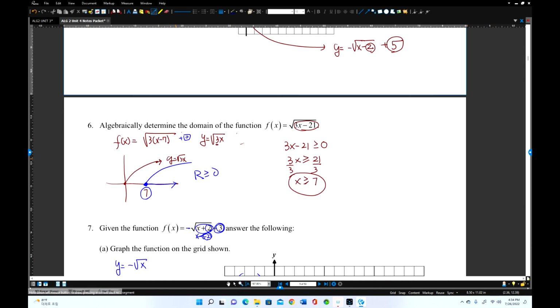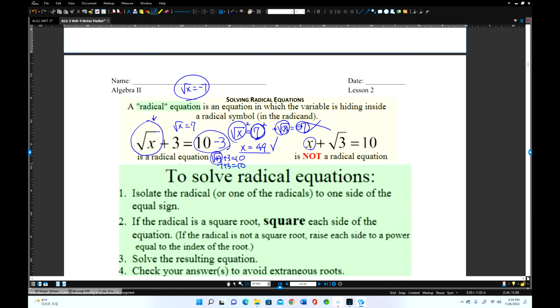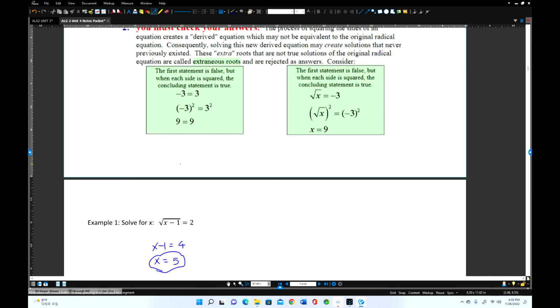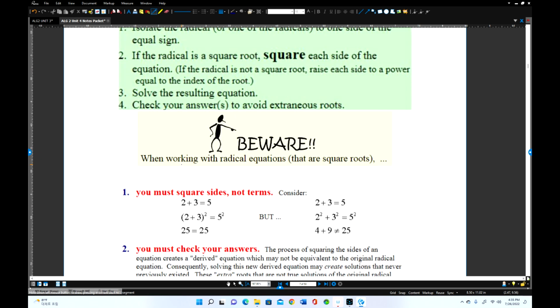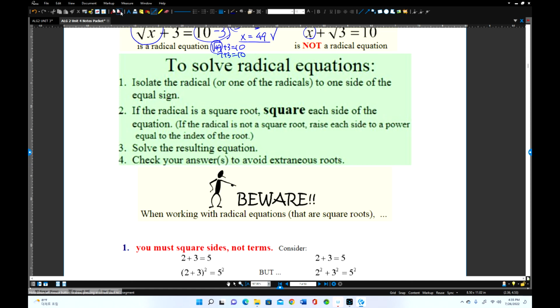You can do that. Now we're going to go into radical equations. Radical equations, I'm going to give you one example over here, okay? Take a look. Isolate the radical, only one radical, to one side. Keep the only one radical on one side, and the rest of it move to the other side. After that, you can square it and find the answers. And you need to check. Just follow the procedure.